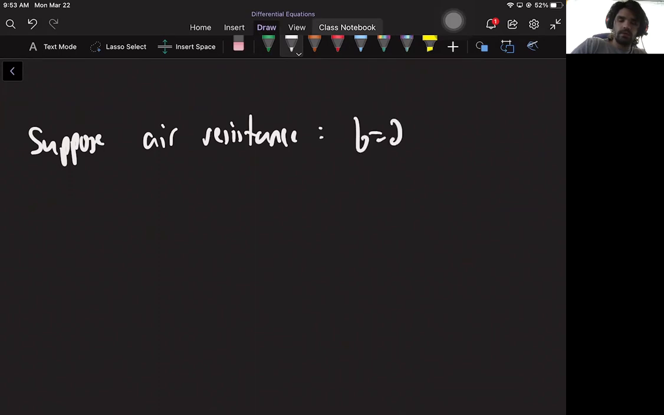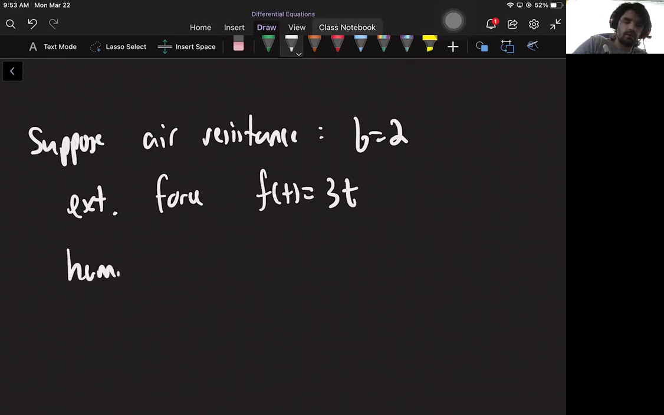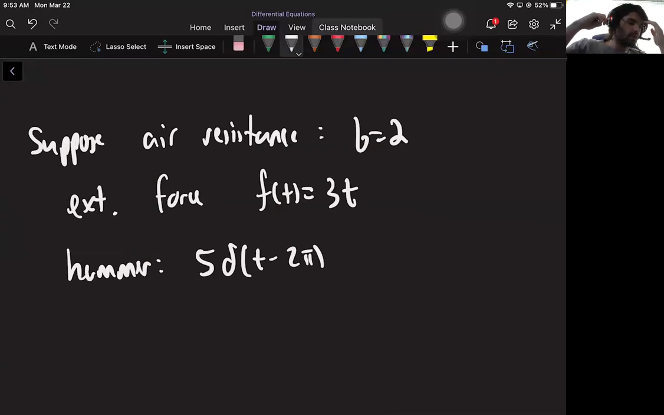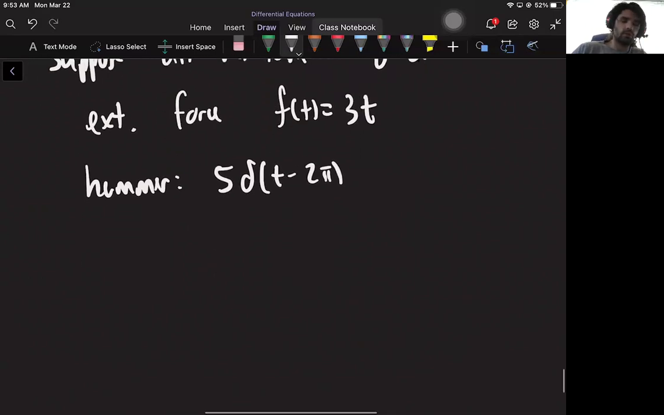So we're just going to say B is 2. And then let's change the external force. Instead of being sine, let's just make it 3t. And then let's change the hammer to be a little bit stronger. So we're going to do 5, but it's still going to be at 2 pi. I'll just see if that 5 does anything really. All right, so now the differential equation, now I have air resistance.